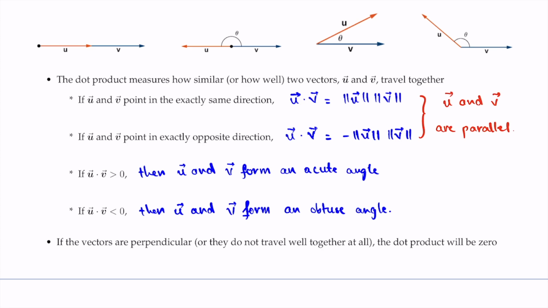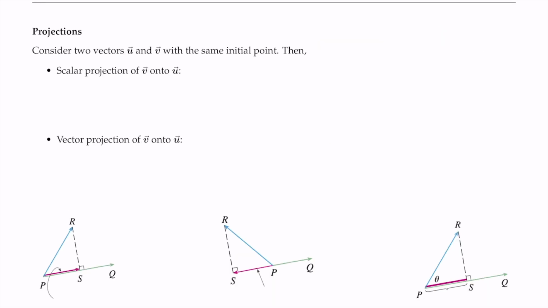So the dot product in a way gives you the idea of how to calculate the angle between the two vectors, or in other words, gives you the idea of how similar or how well the two vectors travel together. Now let's move on to the last topic in this lecture, which is the projection of one vector onto another vector. So consider two vectors u and v with the same initial point.